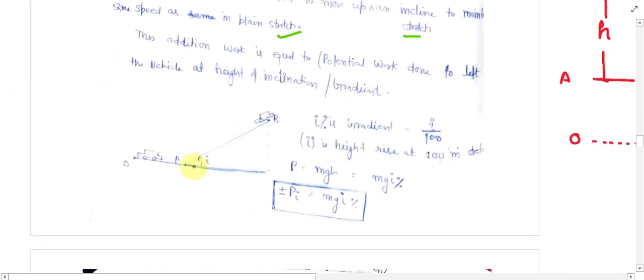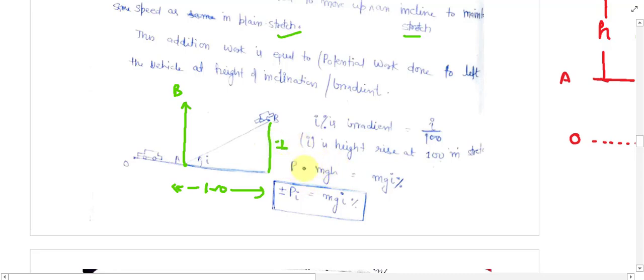In this case, this is point A. From point A you are lifting your vehicle to point B, and this is the I, which is your gradient indication. This I can be in percentage form. If it is in percentage form, it is written as 1 upon 100, or 1 in 100. It means this height is 1 and the horizontal distance is 100. So basically we are only interested in the height portion.